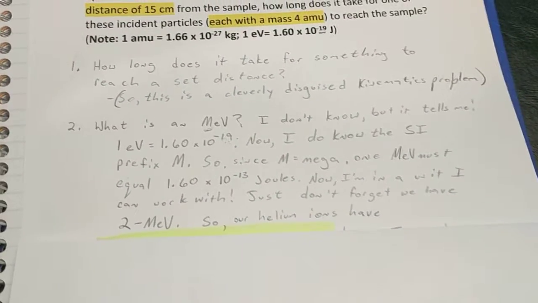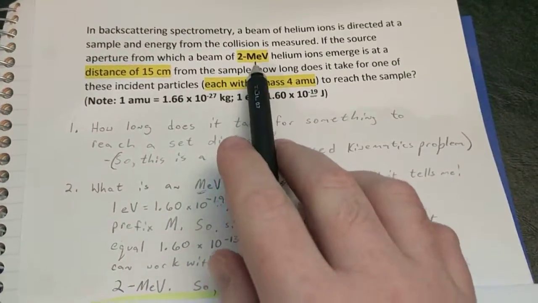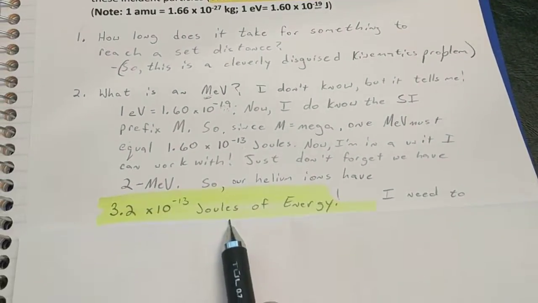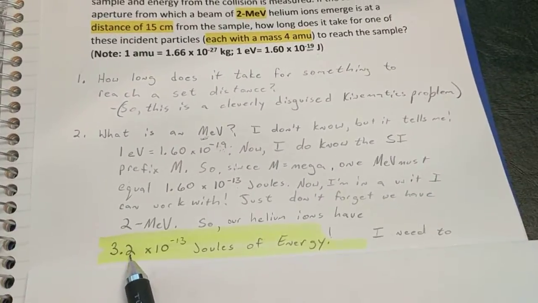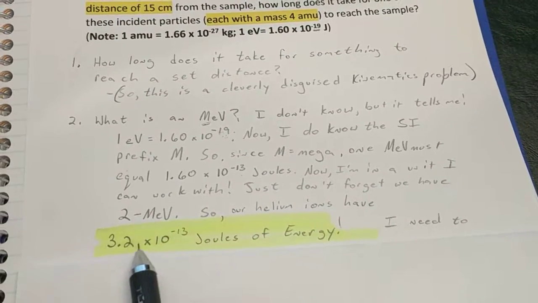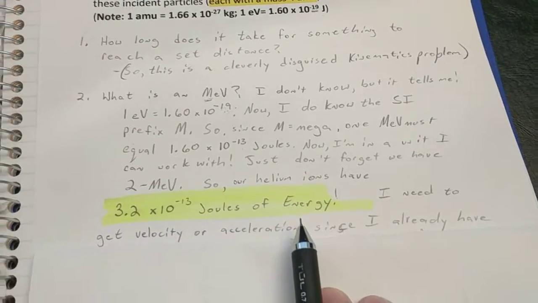So we don't want to forget that we don't just have that. We have 2 of them. It says we have 2 mega electron volts. So I just went ahead and did multiplication. 1.6 multiplied by 2, you get 3.2. So now we know that our helium ions have 3.2 times 10 to the negative 13 joules of energy. This is super important.